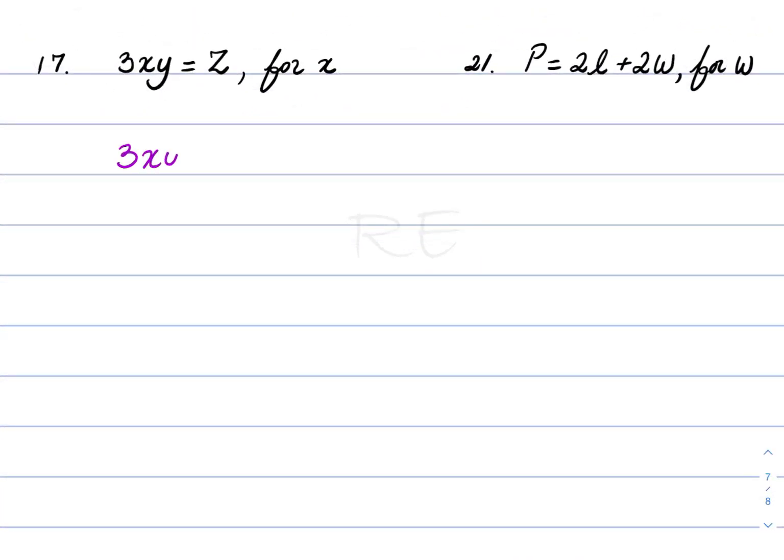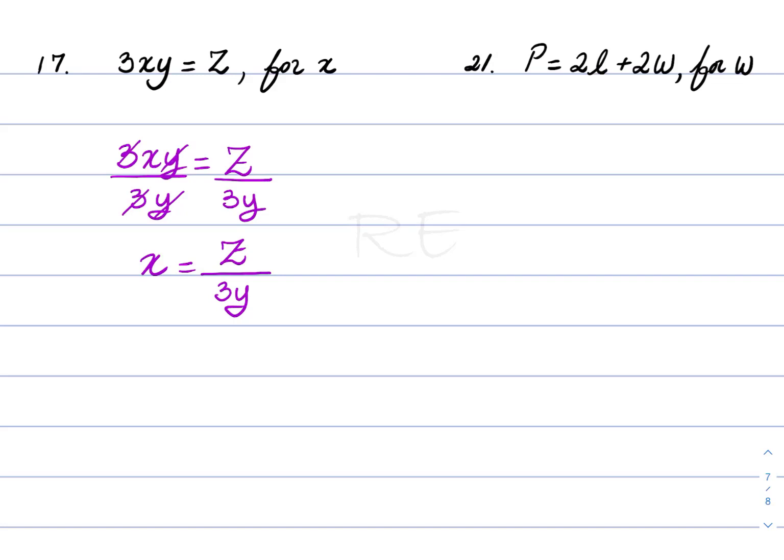17, 3xy is equal to z. We're solving for x. Therefore, we're going to divide both sides by 3y. Now 3 cancels and y cancels. y over y, we're left with x. Therefore, x is equal to z divided by 3y.